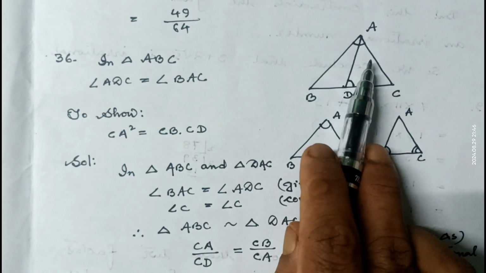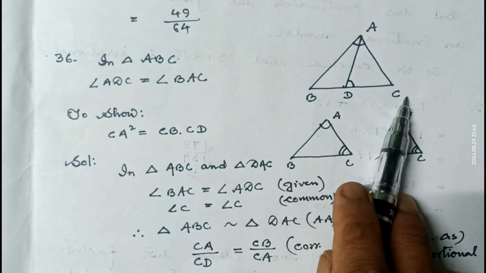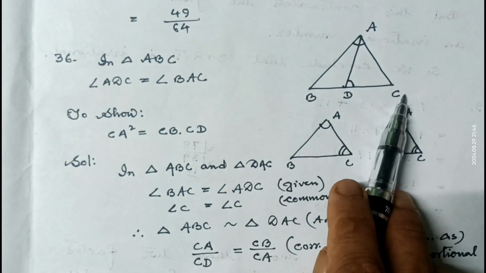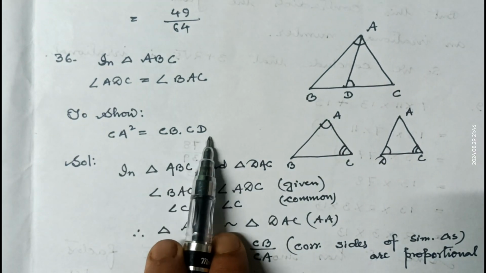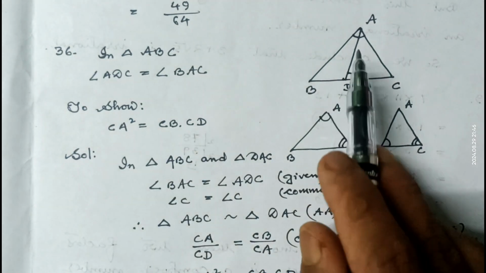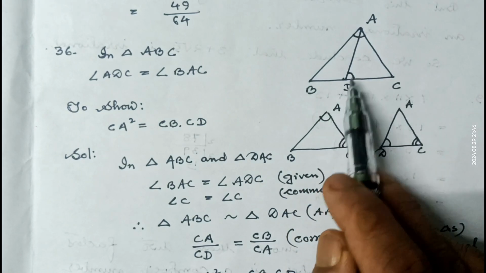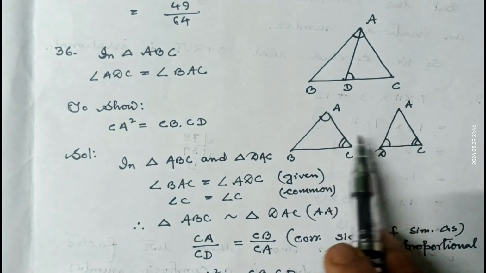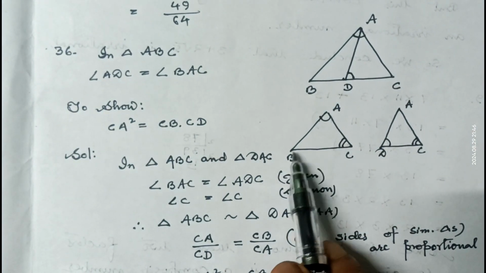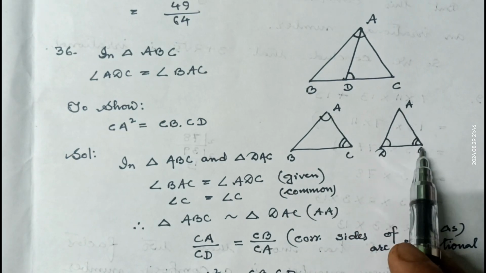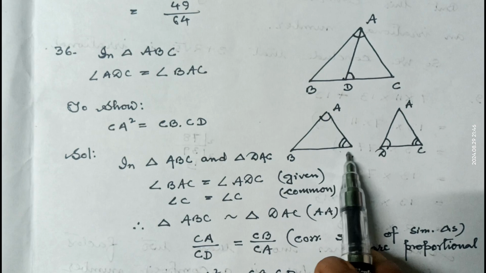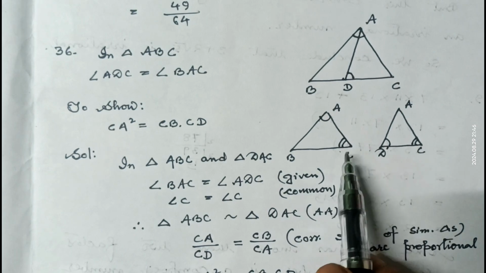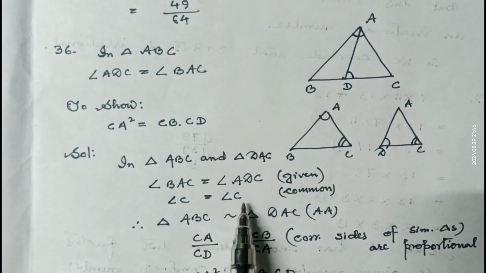So in this triangle it is given angle ADC equal to angle BAC, and we want to show that CA square is CB into CD. Now in triangle ABC and DAC, here I have drawn these two triangles separately. Here BAC equals ADC. These two angles are equal, given in the question, and this angle C and this one, these two are common. So we can write angle C equal to angle C.